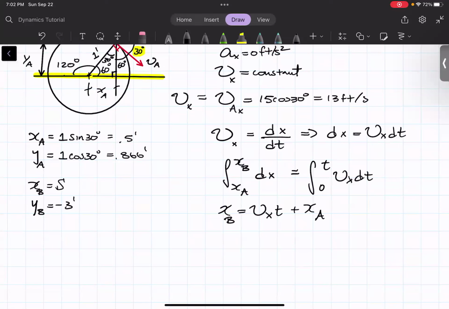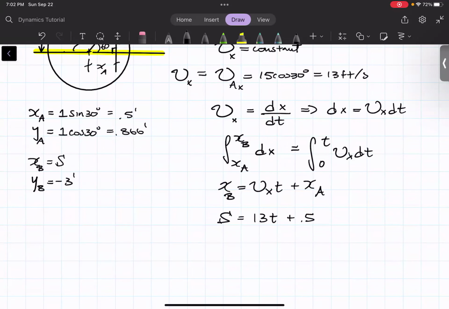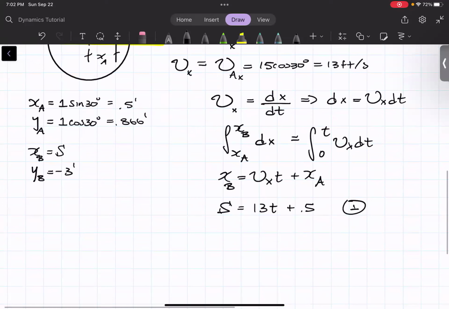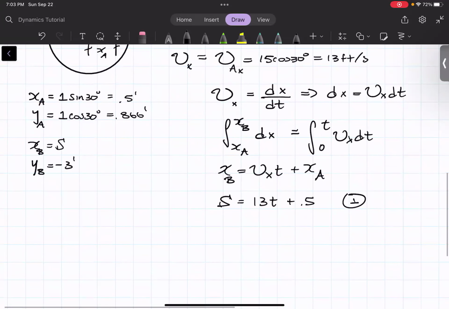So based off of this, we said XB is equal to S. We said Vx is equal to 13 times t. We said XA is equal to half. So essentially, S is a function of time so far. We don't know S or T, but this is an equation that we'll use to solve for our unknown, which is S, okay? So since we didn't get the answer just by doing the X direction, we have to analyze the Y direction motion too.